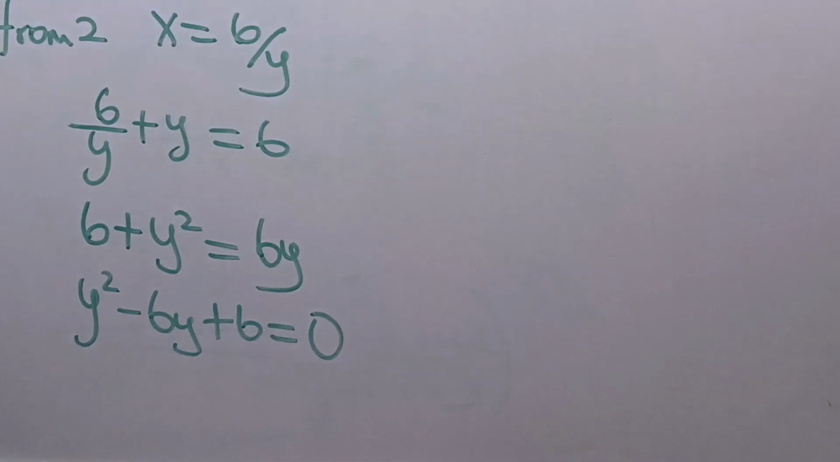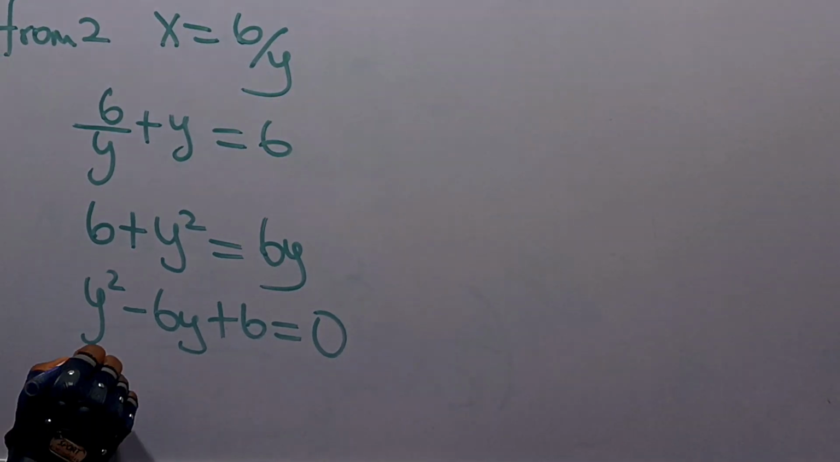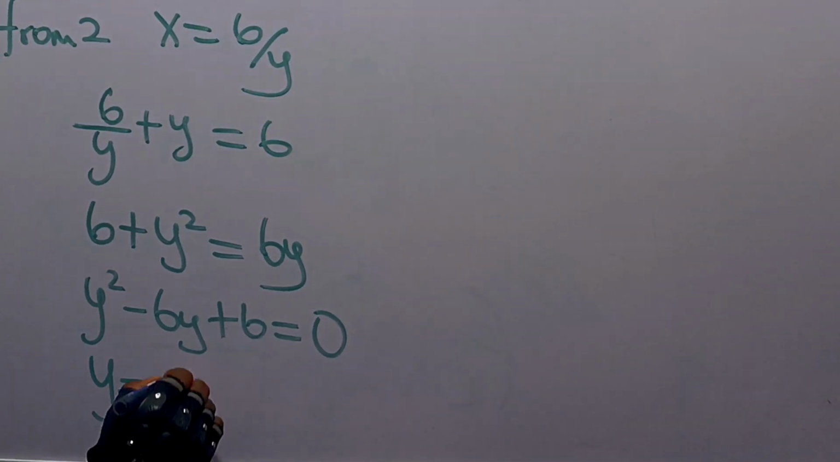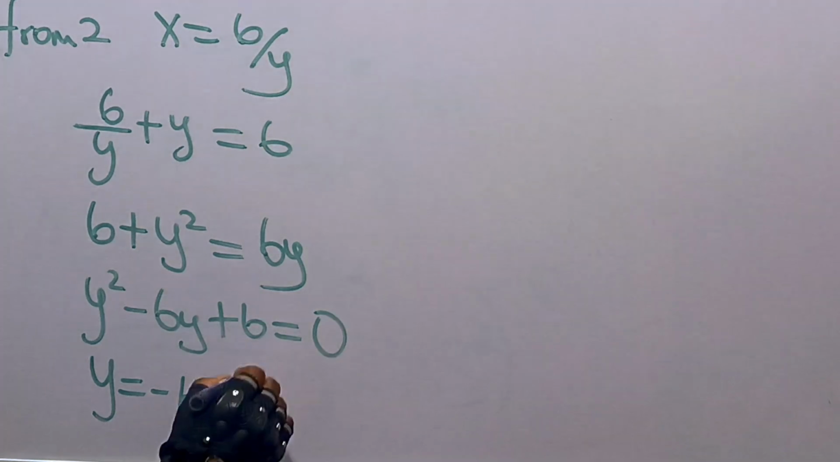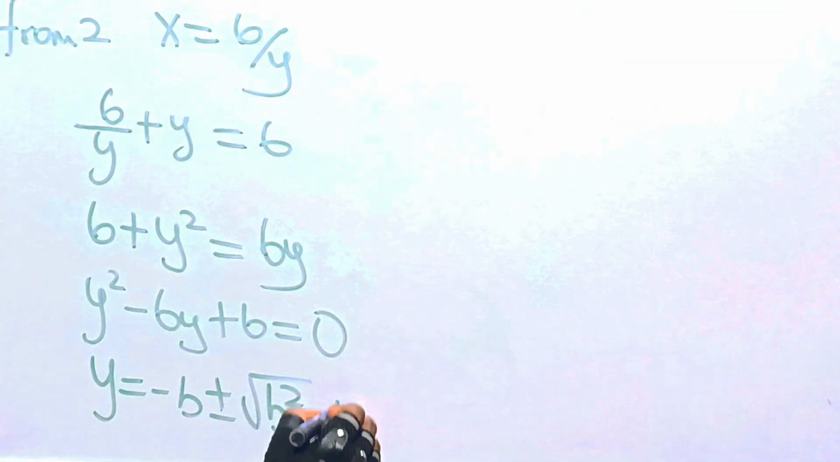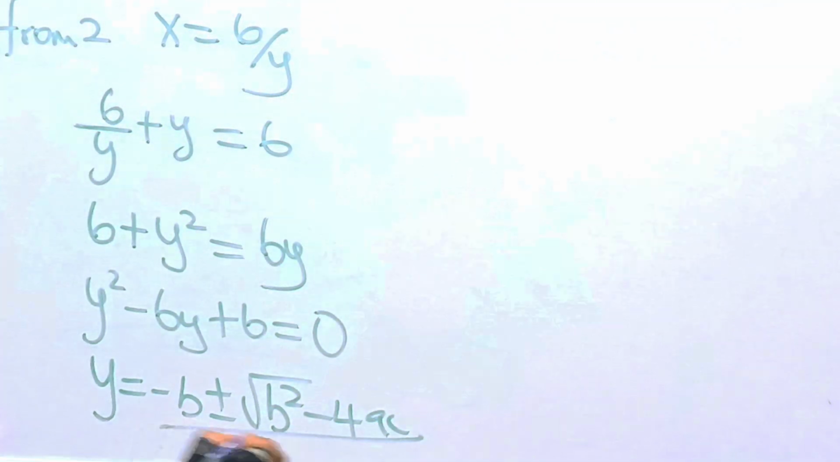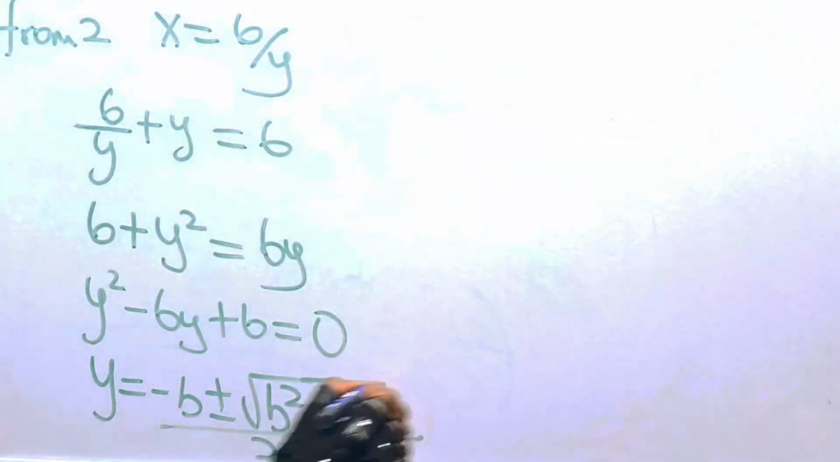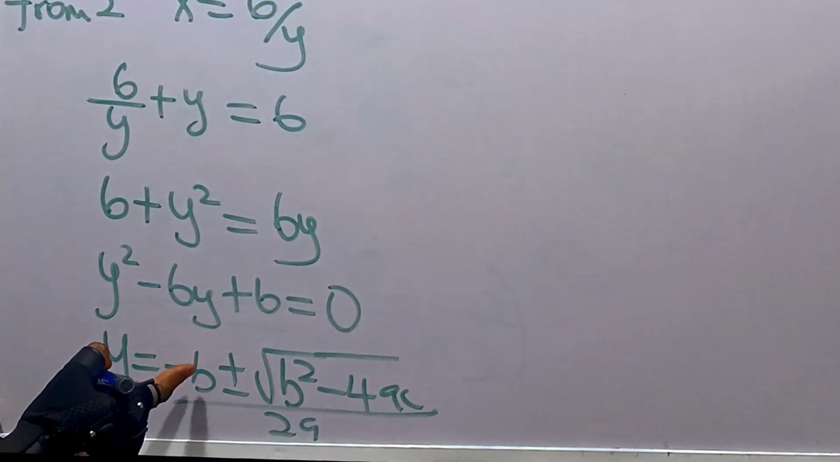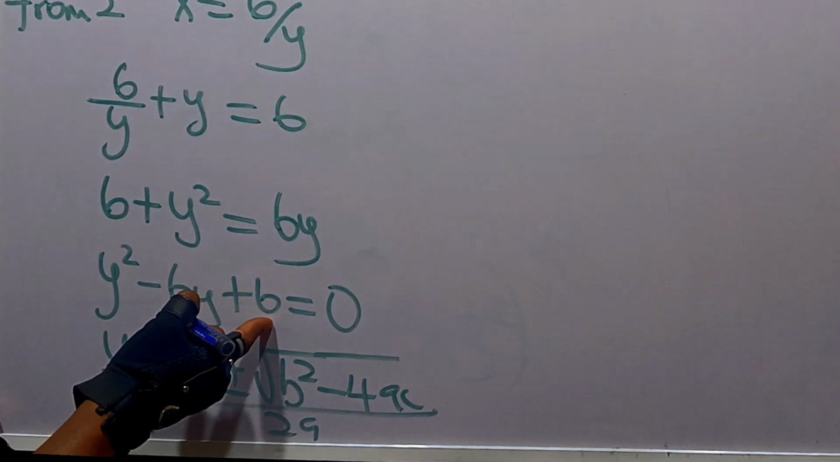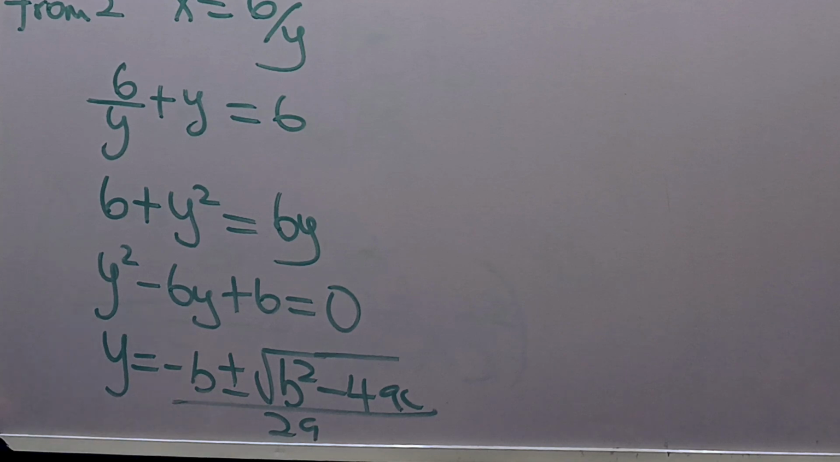Using the quadratic formula to solve this, the quadratic formula says that we have y equal to minus b plus or minus the square root of b squared minus 4ac, all over 2a, where a is the coefficient of y squared, b is the coefficient of y, and c is the constant term. Okay, so let's apply this now and solve.